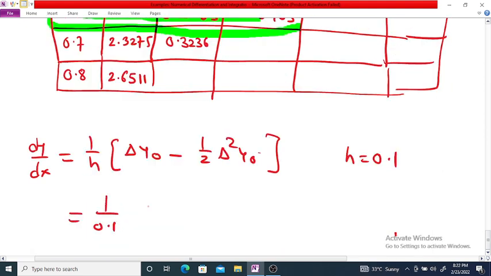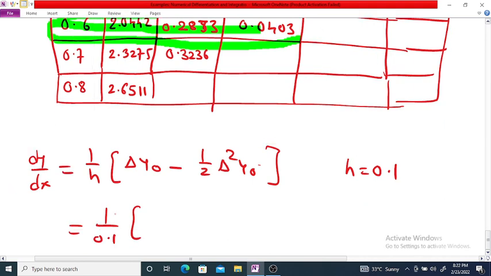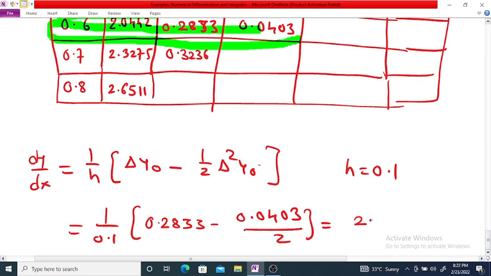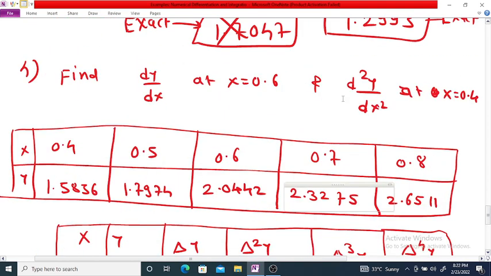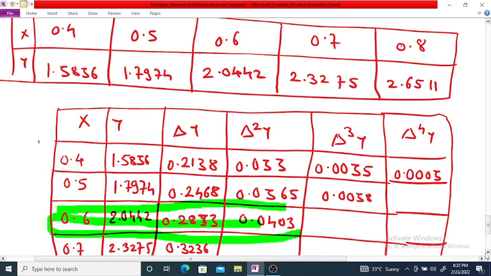So dy by dx at x is equal to 0.6 is 1 by 0.1 times delta y0, which is 0.2833, minus delta square y0, which is 0.0403, divided by 2. If we solve this we get 2.6315.